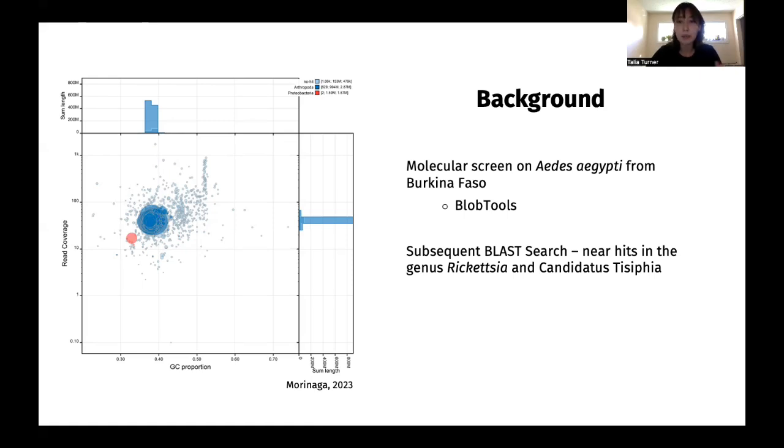So they ran a subsequent BLAST search, and it did not yield any direct hits. However, there were a bunch of near hits, which were from the genus Rickettsia as well as from the Candidatus diphtheria. So what exactly is Rickettsia?